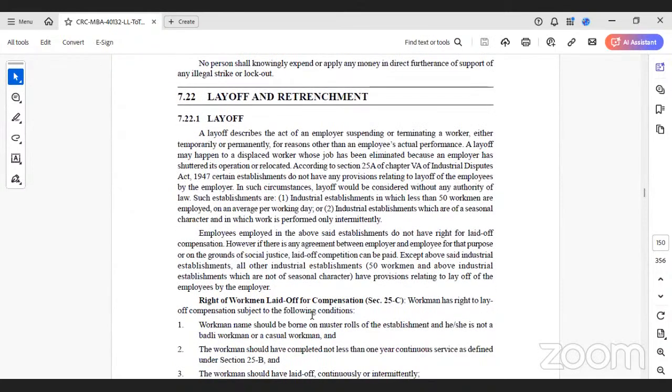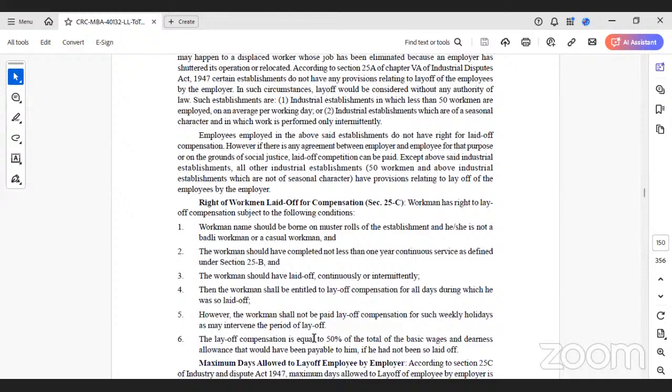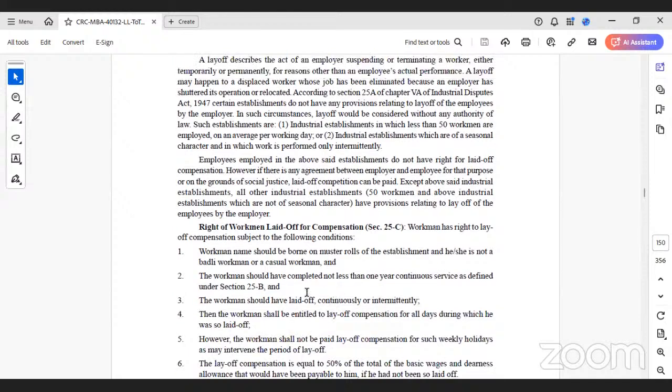And layoff and retrenchment. Layoff describes the act of an employer suspending or terminating a worker, either temporarily or permanently, for reasons other than the employee's actual performance. So it can be the non-availability of the material or the change of fashion or anything. Whenever there is a layoff, the compensation has to be paid. There's a right for the workman to claim the compensation.